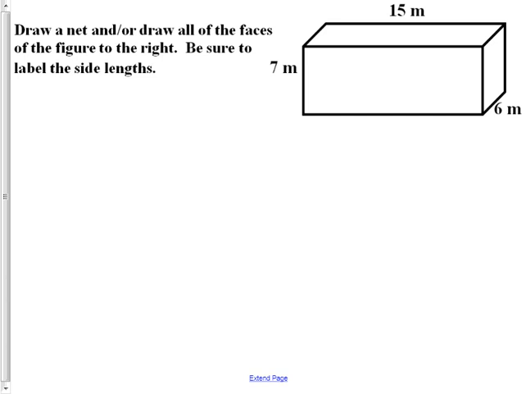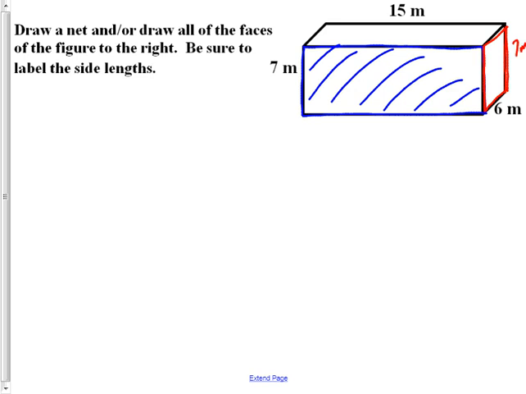So, for example, if we wanted to wrap something that looked like this particular rectangular prism here, we would have to cut a piece of paper that was 7 meters by, notice this is 15 meters, and that would cover this side. And then we would have to do one that was 6 meters by, take a look at what that one's going to be. That's going to be 7 meters because that's going to connect with this face right here. So 6 meters by 7 meters. And that would cover the side right here, cover that face.